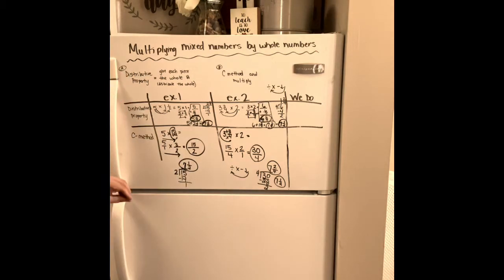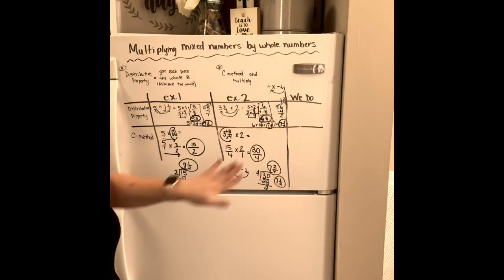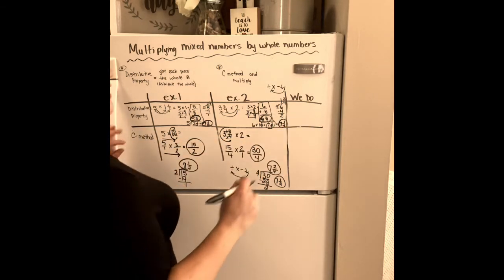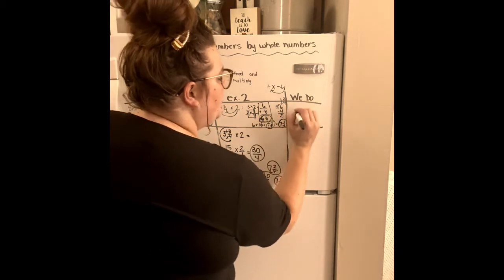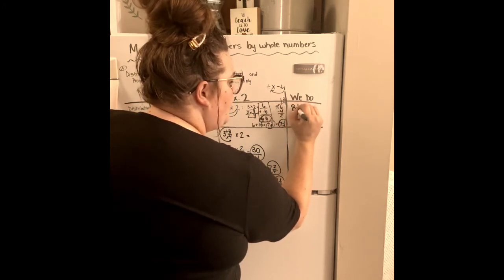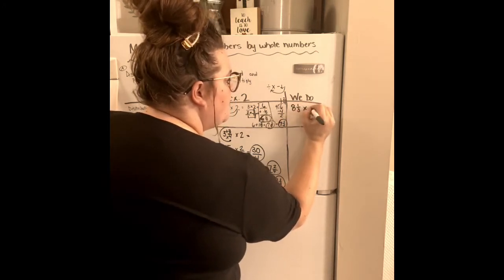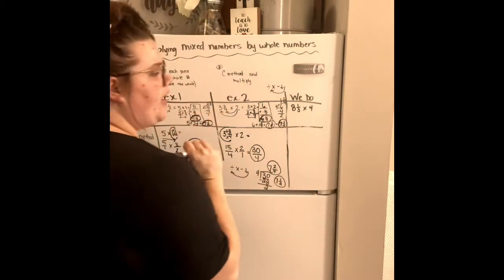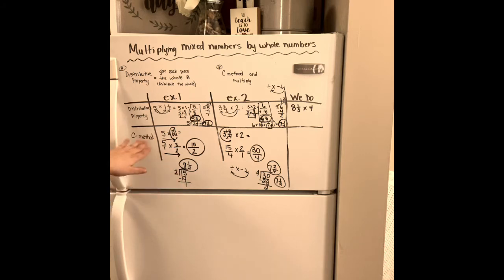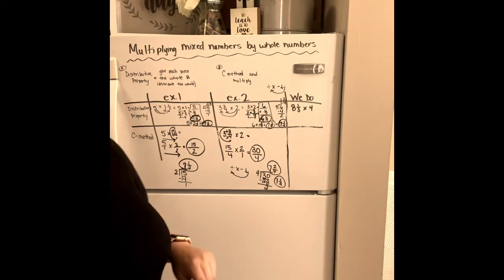All right, let's take a moment and pause so we can do a problem together. Okay, let's take a look. This is the problem I'd like for you to do. 8 1/3 times 4, okay? I want you to use the distributive property along with the C method and see what you come up with.